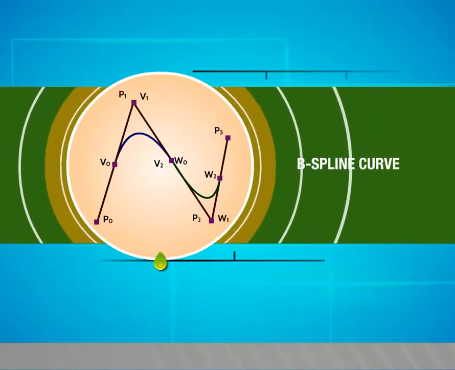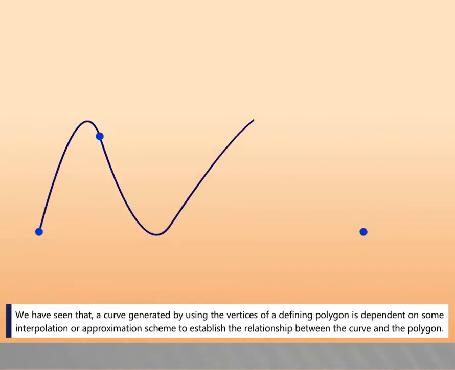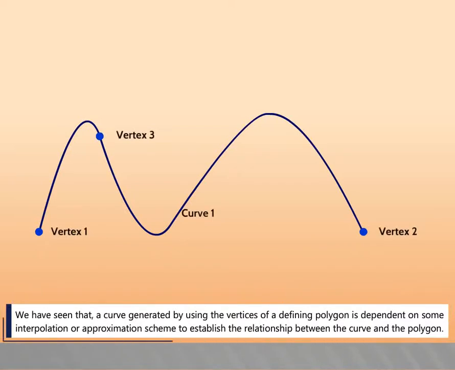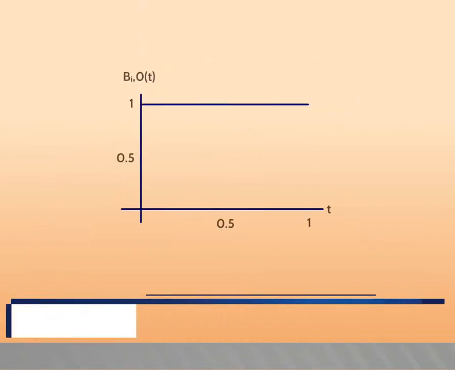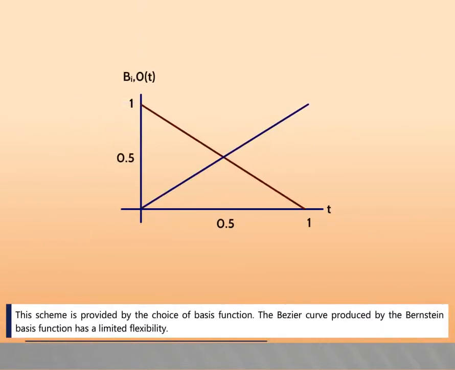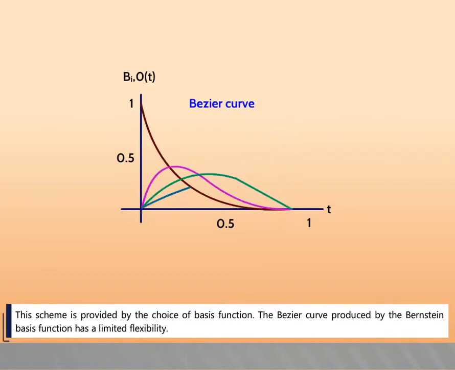B-spline curve. In this video, we are going to see about the B-spline curve. We have seen that a curve generated by using the vertices of a defining polygon is dependent on some interpolation or approximation scheme to establish the relationship between the curve and the polygon. This scheme is provided by the choice of basis function. The Bezier curve produced by the Bernstein basis function has limited flexibility.